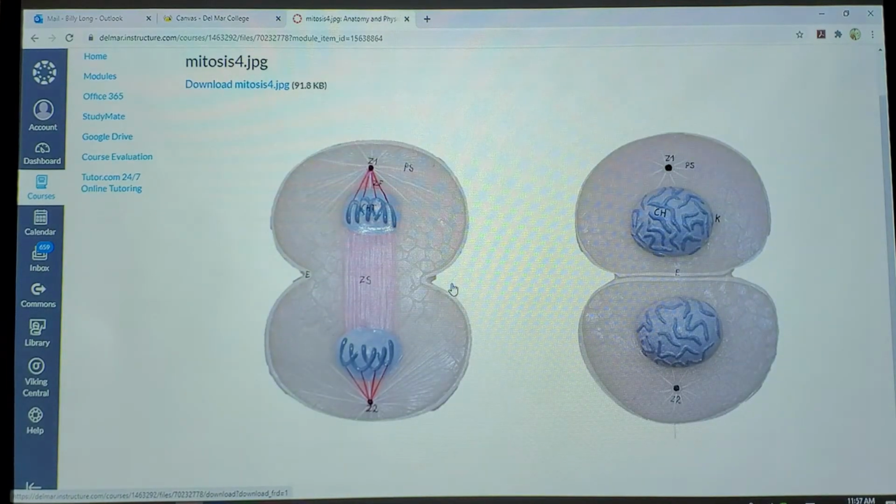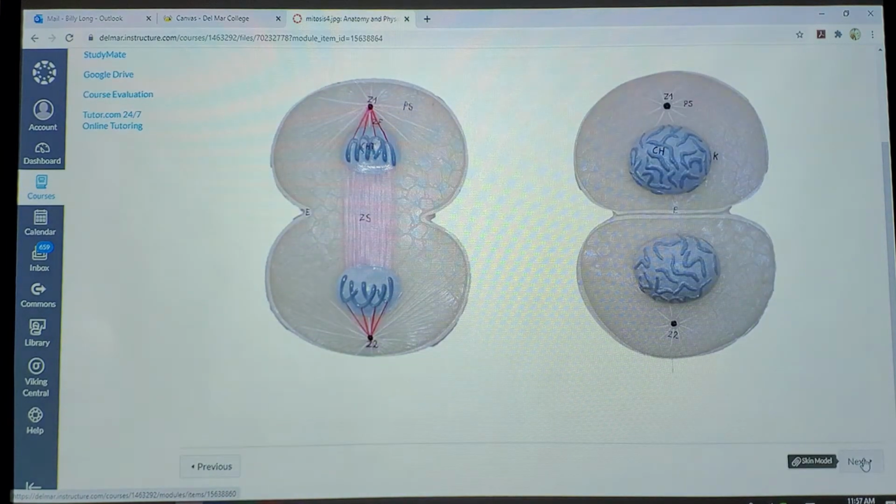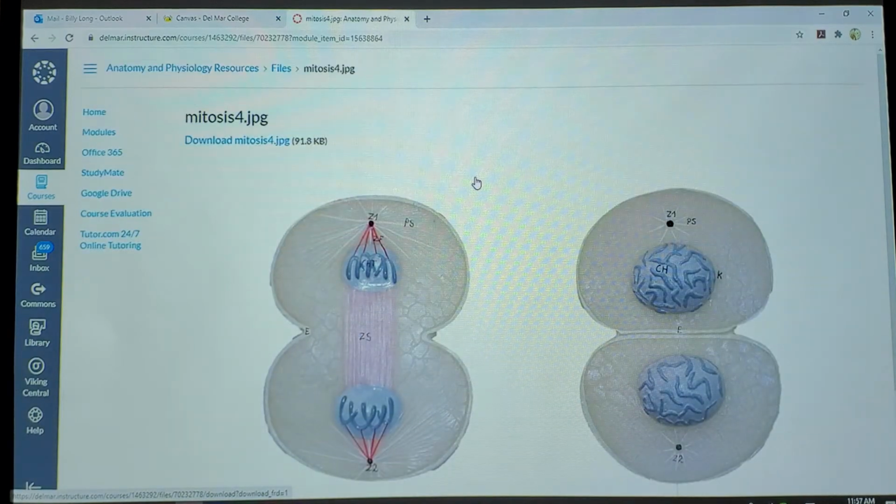And then we have telophase with cytokinesis. You can see the nucleus forming here. And then we have two complete cells that are called daughter cells that are identical to the original cell. So those are the mitosis models, okay?